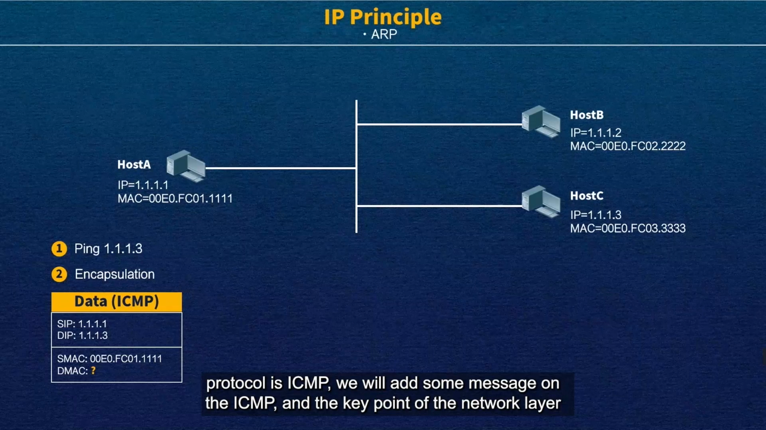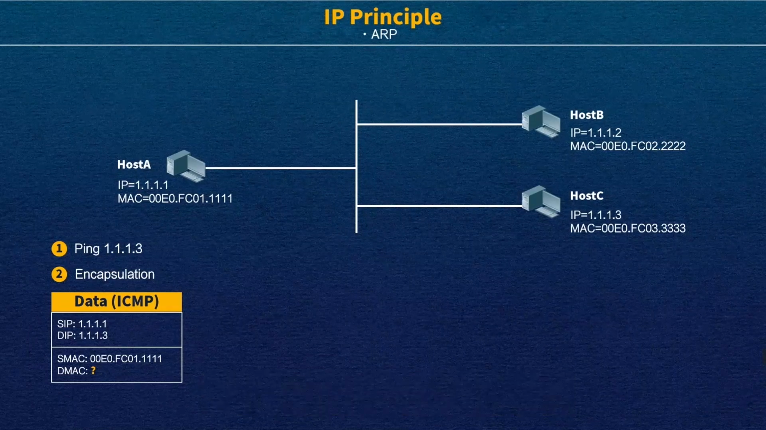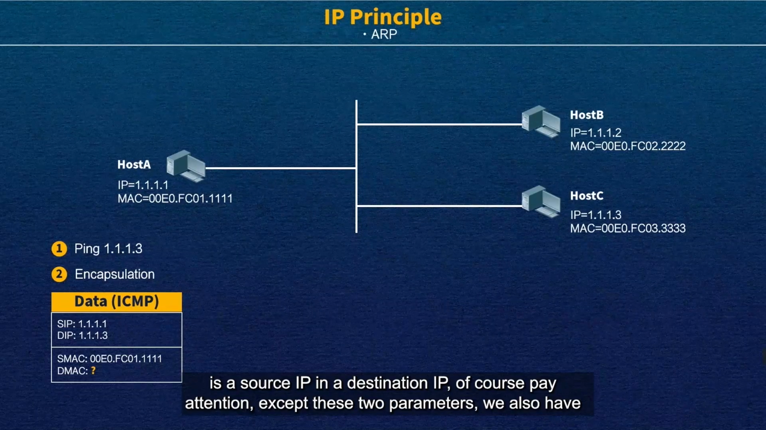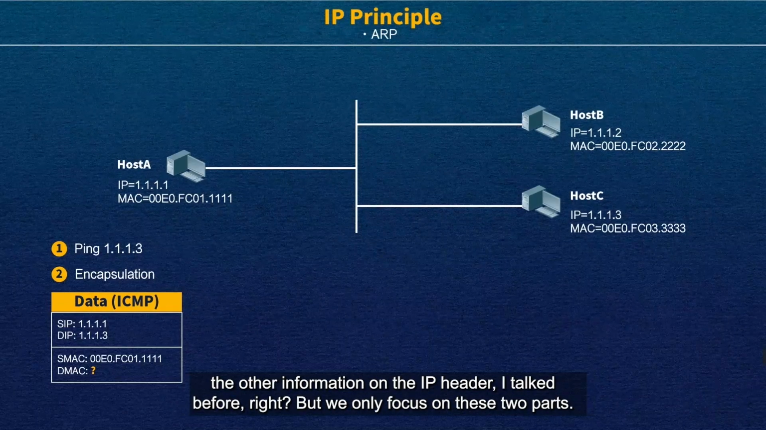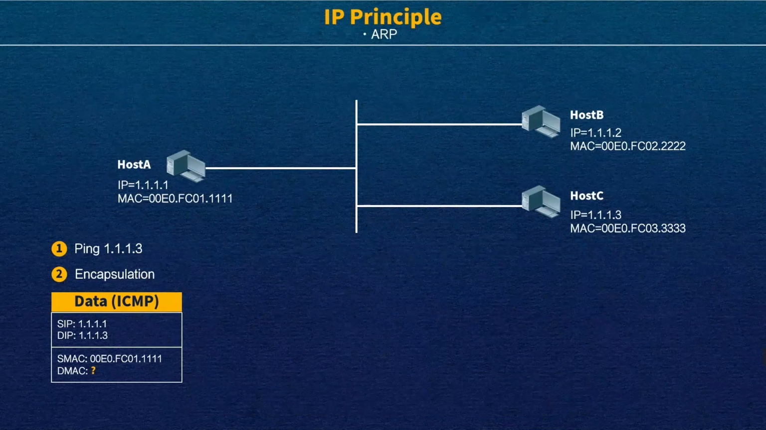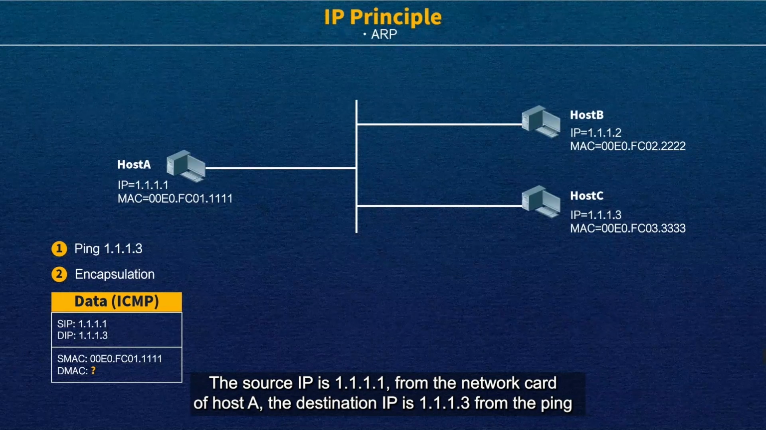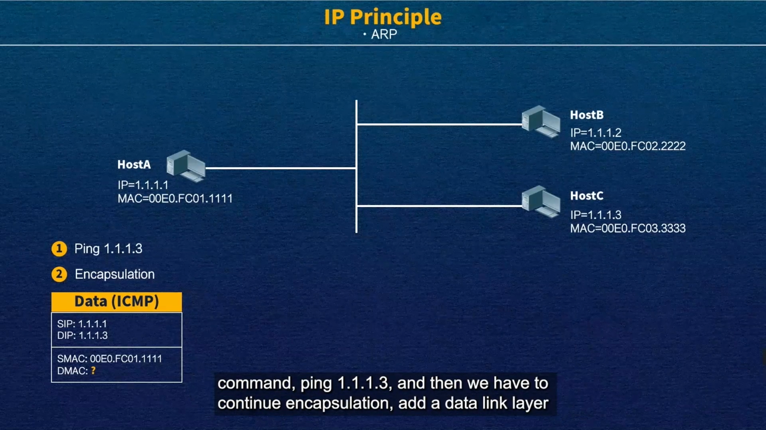And the key point of the network layer is the source IP and destination IP. Of course, pay attention, except these two parameters, we also have other information in the IP header I talked about before, right? But we only focus on these two parts. The source IP is 1.1.1.1 from the network card of host A. The destination IP is 1.1.1.3 from the ping command, ping 1.1.1.3.